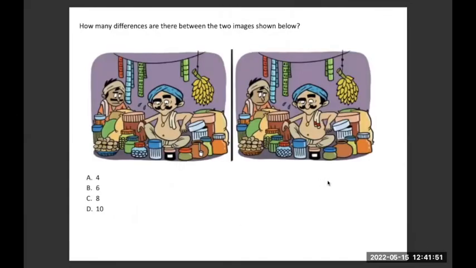This is a pretty easy one. So here you are given this figure, and there are certain differences between the two images that are given to you. Both the images are similar, they are not the same. So you have to find the number of differences that are there between the two images which are given. Take 2 to 5 minutes, not more than that. If possible, 2 minutes, try searching.